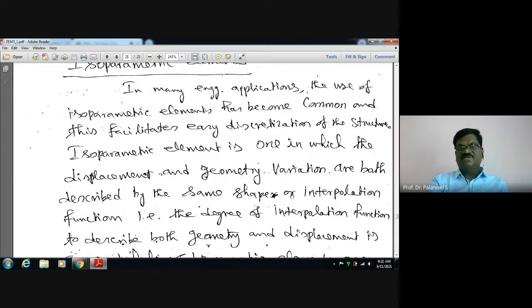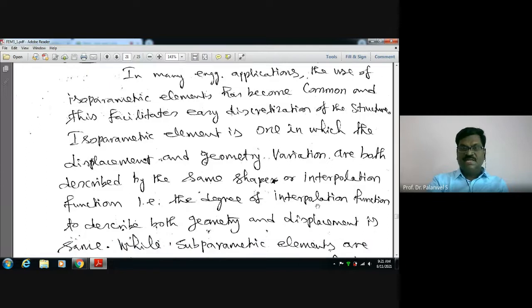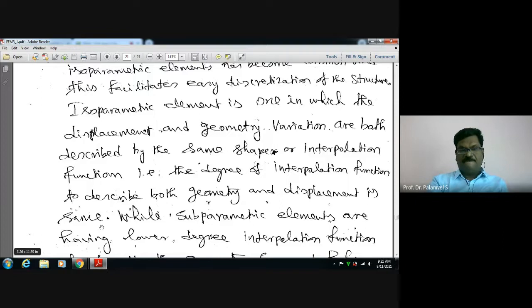Both are described by the same shape function. Shape function has another name, hope you remember: interpolation function. Both are described by the same shape or interpolation function. That is, the degree of interpolation function to describe both geometry and displacement is the same. The n1, n2 are the same shape functions we are using, so the degree of shape function will be the same. That is the meaning of it.